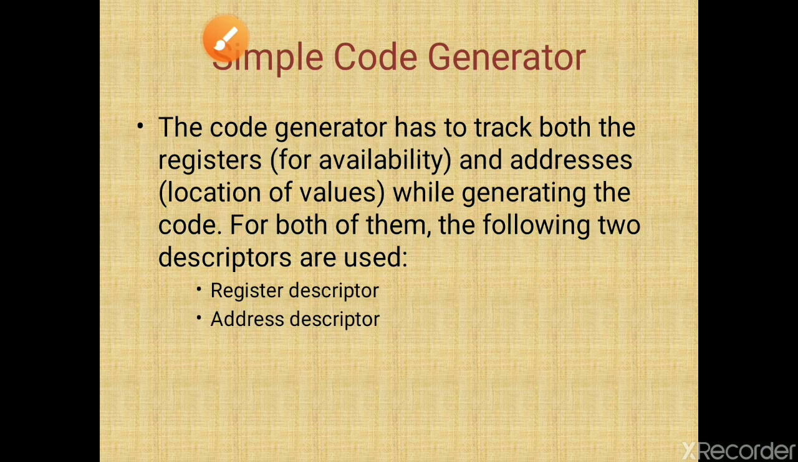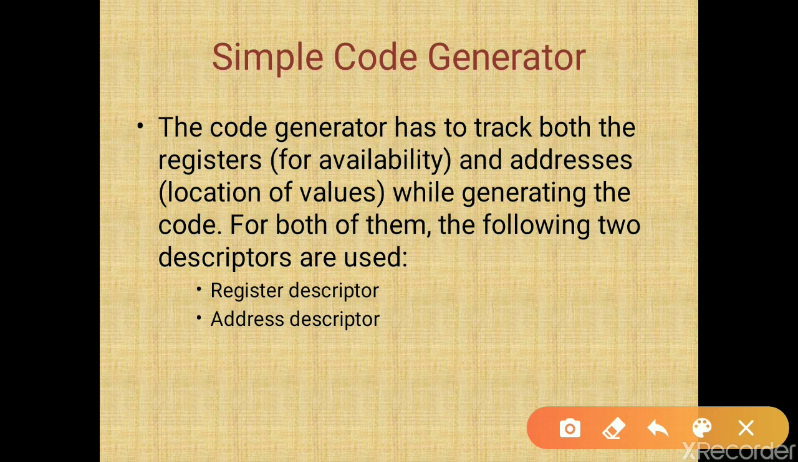So, in a simple code generator, the code generator has to track both the registers and the addresses, like where it is stored and which values are stored. All this information has to be tracked for the final code generation. While generating the code, to keep track of these registers as well as the addresses, we mainly need two descriptors. They are the register descriptor and the address descriptor. These two descriptors will help us keep track of registers as well as addresses. Now we will see each one in detail.